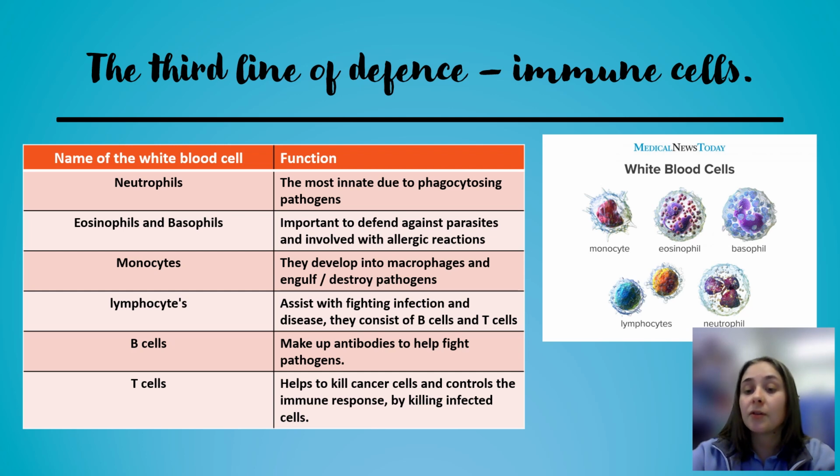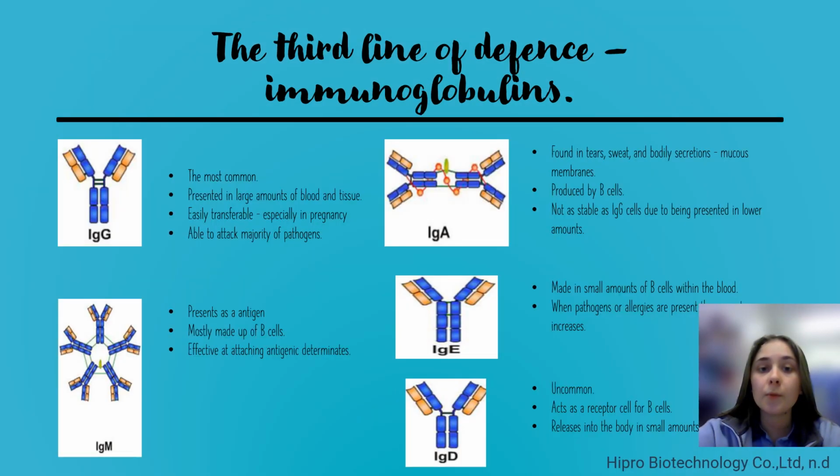These are mostly found in the bone marrow. So B cells are made up of antibodies which help fight pathogens, while T cells help to fight and kill cancer cells and control the immune response by killing infected cells. Moving on to immunoglobulins. There are 5 different types of immunoglobulins. These are IgG, IgM, IgA, IgE, and IgD.